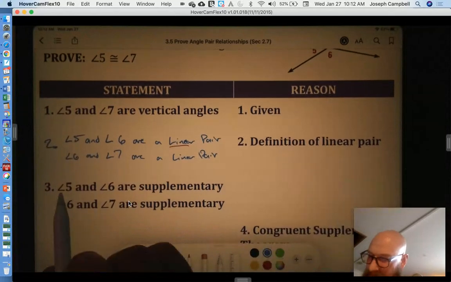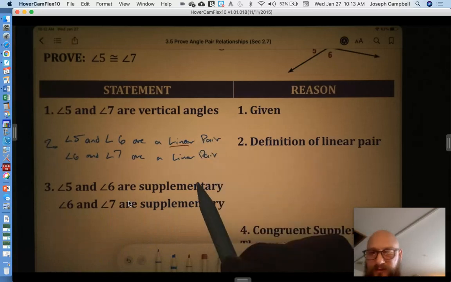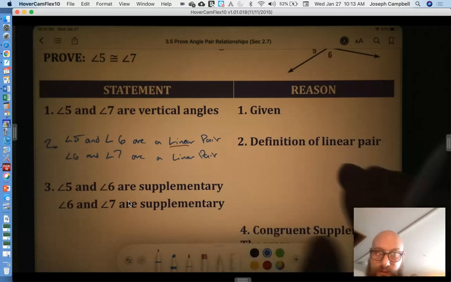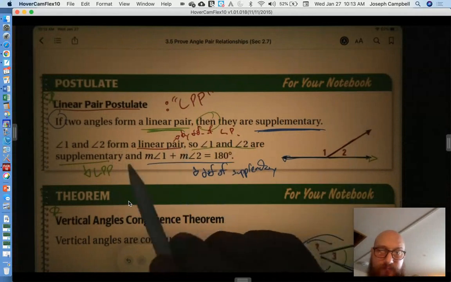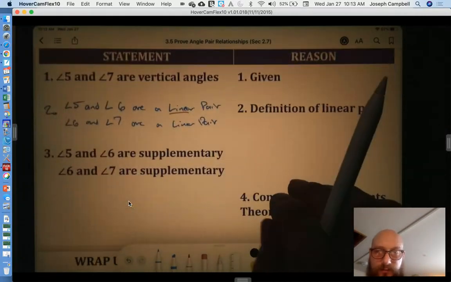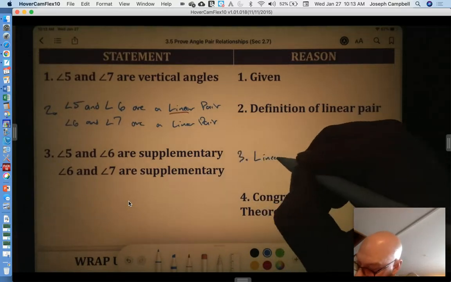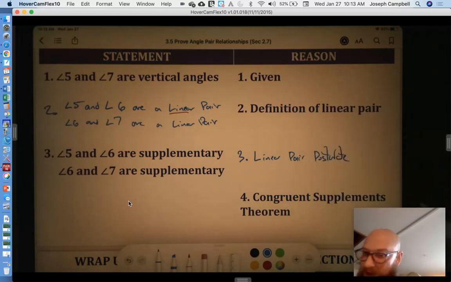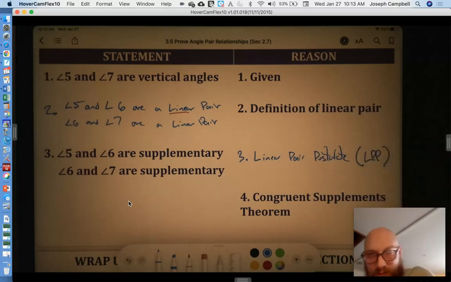Now we've said that 5 and 6 are supplementary. How do I go from a linear pair to saying that they're supplementary? It's not by definition of linear pair. Remember, that would be the linear pair postulate. If I go from linear pair to supplementary, it's the linear pair postulate. Remember that it's a postulate because it's so obvious it doesn't need to be proven. It's also referred to as LPP for short if you're trying to use shorthand.